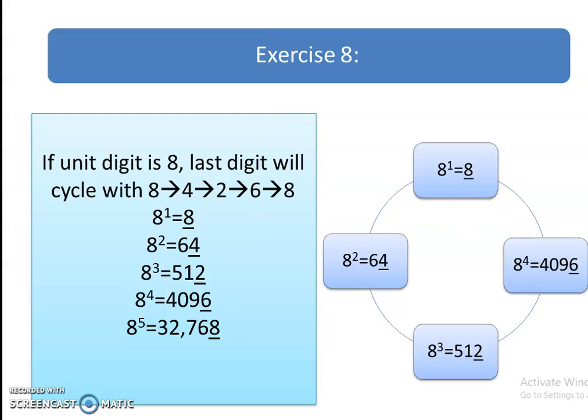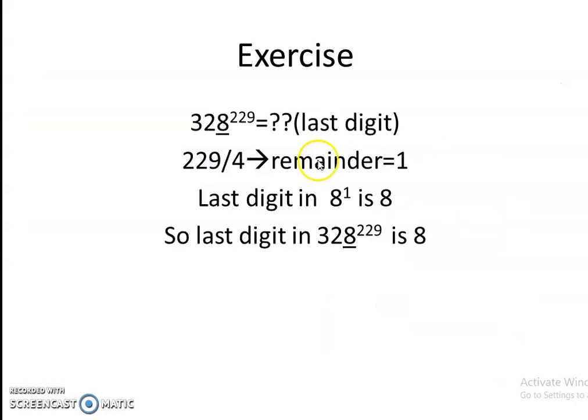Now to calculate the last digit when a number ends with 8, again we need to follow the same steps. First take the power and divide it by 4. Now after dividing, the remainder is 1. Now we know the last digit in 8 to the power 1 is 8. So after this power calculation, the last digit will be 8, right?